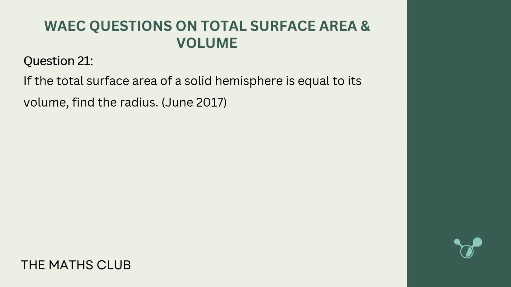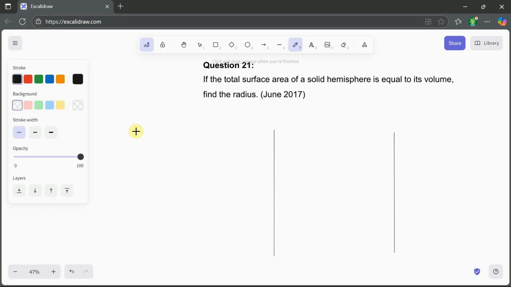Question 1 says that if the total surface area of a solid hemisphere is equal to its volume, find its radius. This is taken from June 2017. For a solid hemisphere's total surface area, you can see the bowl and the circular surface, right? For the bowl, we already agreed that it will be 2 pi r squared. Then plus the circular top, that will be pi r squared. If you add these two together, that will give you 3 pi r squared. So this is the total surface area of a solid hemisphere.